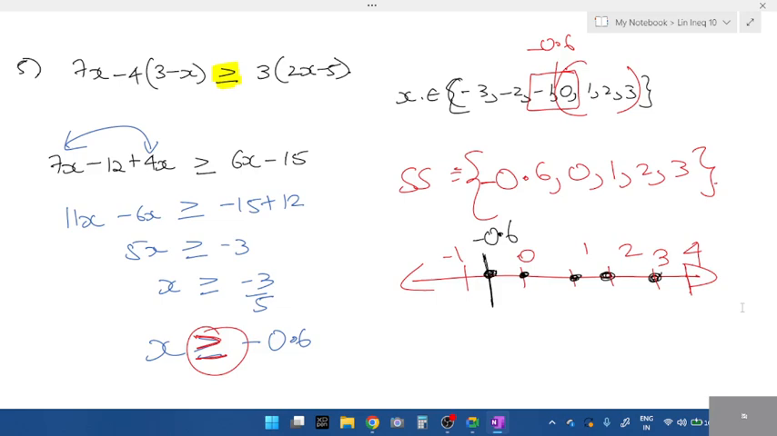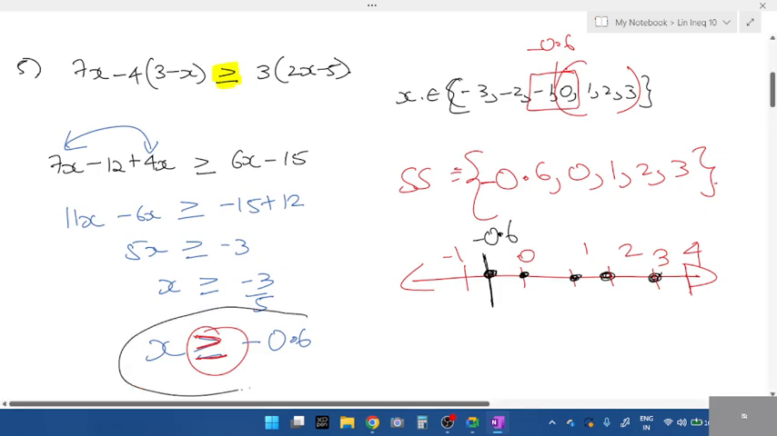For MCQ, they give you questions like this. For 1 mark, they won't ask number line. They'll just tell you to find the value of x. They'll give you an equation, tell you to find the value of x.